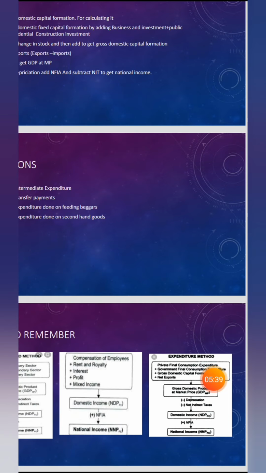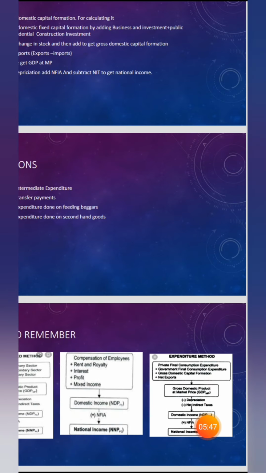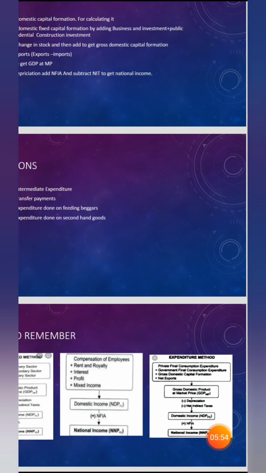Expenditure method: private final consumption expenditure, government final consumption expenditure, gross domestic capital formation, net export, add, we get gross domestic product at market price, minus depreciation, minus net indirect tax, domestic income, and after adding net factor income from abroad we get national income from expenditure method.